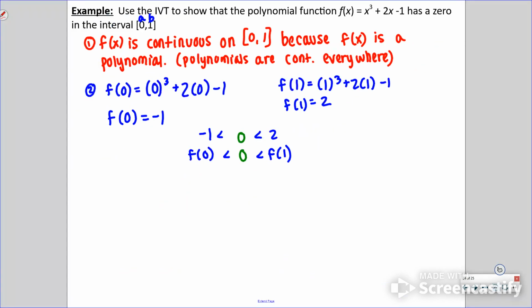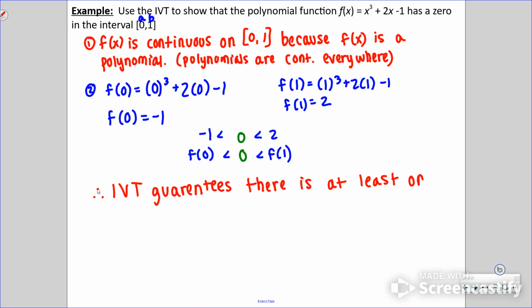So since this is true, therefore, the intermediate value theorem guarantees there is at least one x equals c. And this is literally the wording I use every time I use this theorem. Therefore, IVT guarantees there is at least one x equals c such that, and then I fill in how it's applied to this specific problem, such that f of c would give me 0.